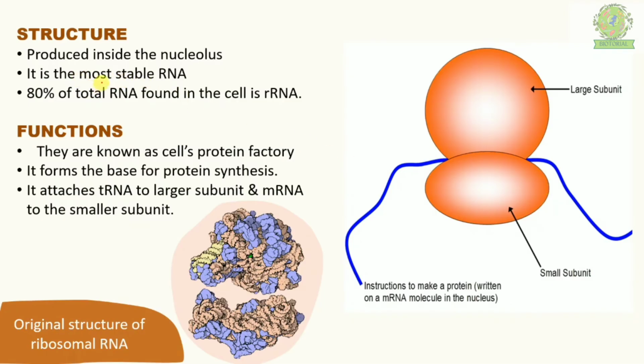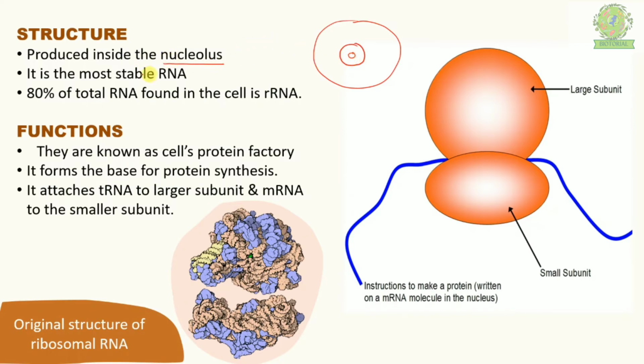These ribosomes are present inside the nucleolus. Now what is nucleolus? We know that we have a cell, and inside a cell we have the nucleus, which is the brain of this whole cell. All the information is here, right? Inside this nucleus, at the center, we have this small structure known as the nucleolus. Inside this small central structure, ribosomal RNA is produced.